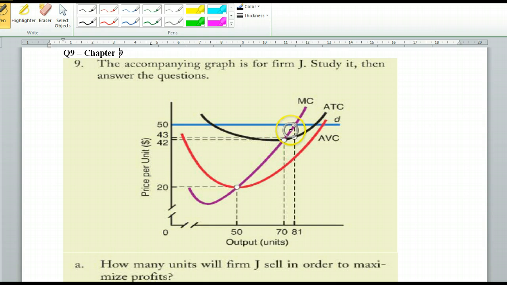The firm will stop producing at a point where marginal cost is equal to the marginal revenue, which is price in our case. So this figure is clearly showing us that this firm would produce 81 units. So part A asks us how many units will this firm produce in order to maximize profits, and we already know the answer to be 81 units.